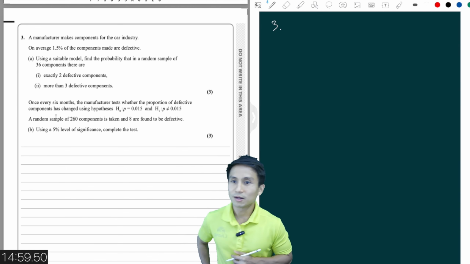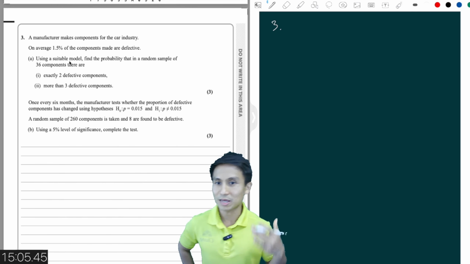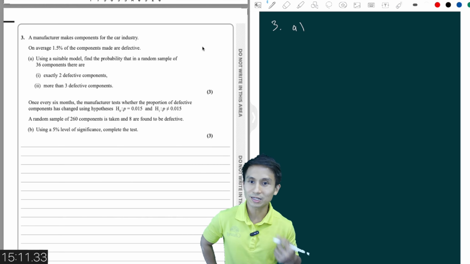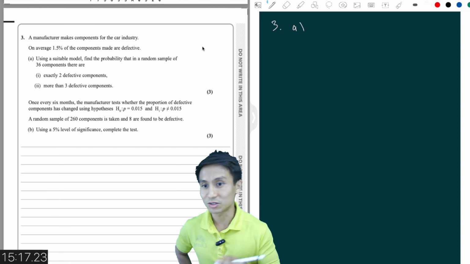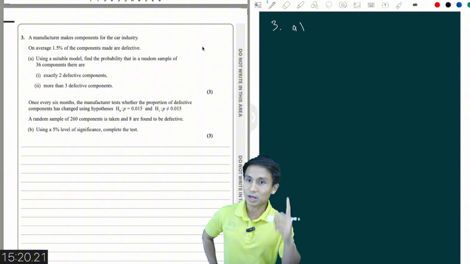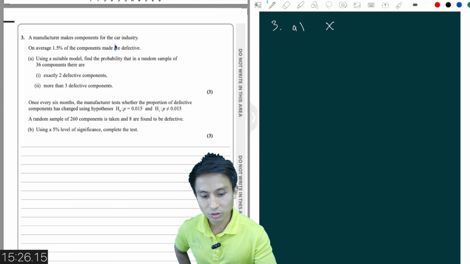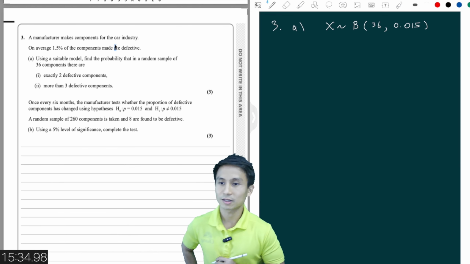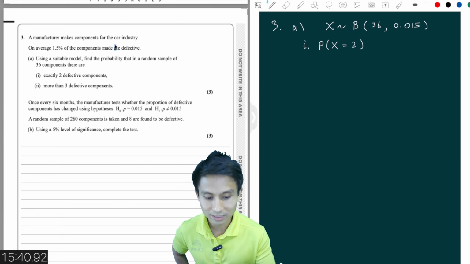Number 3, a manufacturer makes components for the car industry. On average, 1.5% of the components made are defective. A, using a suitable model, find the probability that in a random sample of 36 components, there are exactly 2 defective components. So this is binomial, yeah, because we have a probability here. Okay, so we're just going to do X modeled as binomial, 36 trials, and 0.015 probability, yeah. So part I, we're gonna do P of X equals 2, exactly 2 there.